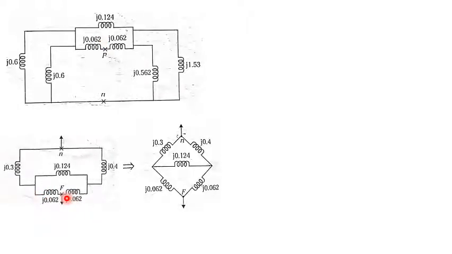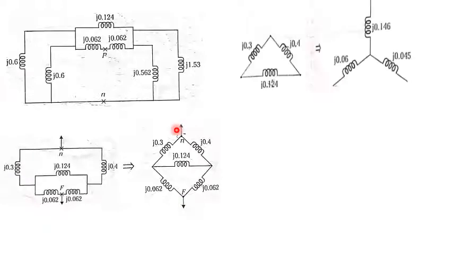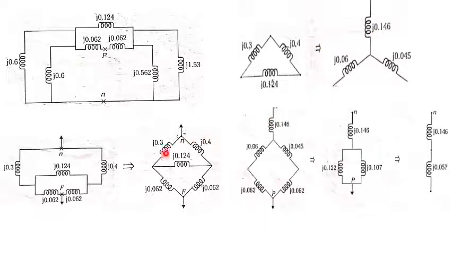Okay, so here what we need to do is just redraw this. You can look at it: this is 0.3, this is 0.4, this is 0.24, this is 0.062, this is 0.062. That's fault F, this is N. Here we cannot solve directly because it is a delta, so consider this upper portion and convert it into star. So this is what we'll get. The delta becomes a star, so these are in series, these are in series, and then the parallel combination.